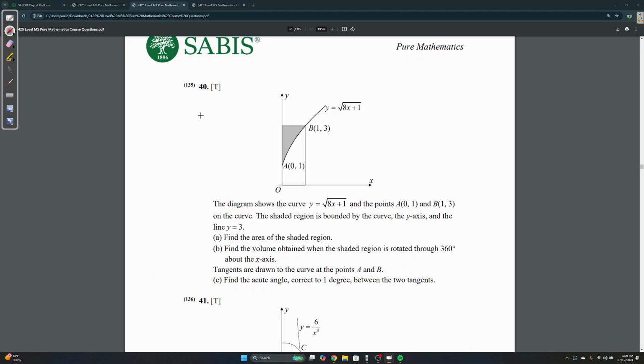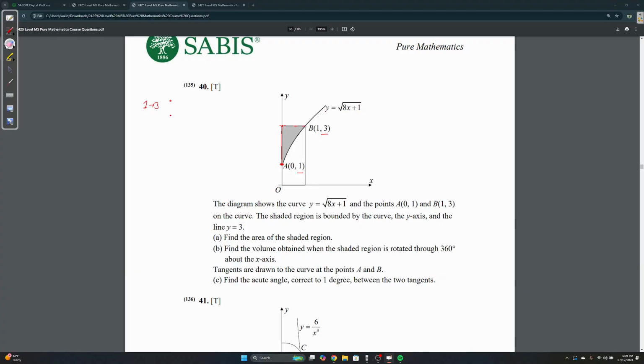Okay, to find the area of the shaded region, remember we're looking with respect to the y-axis, right? When you're looking with respect to the y-axis, there are two things you need to know. First, you need your bounds. From what y to what y are we going? We're going from A up until B. So from y equals 1 till y equals 3. So from 1 to 3, okay?